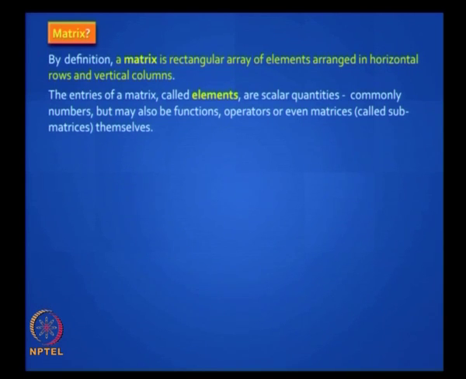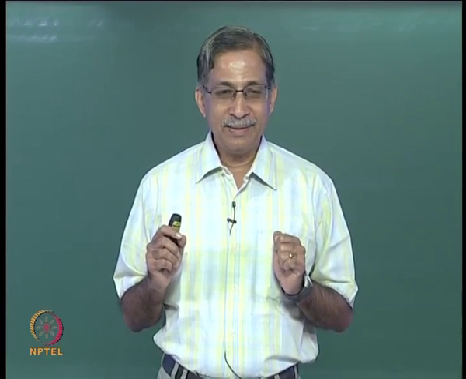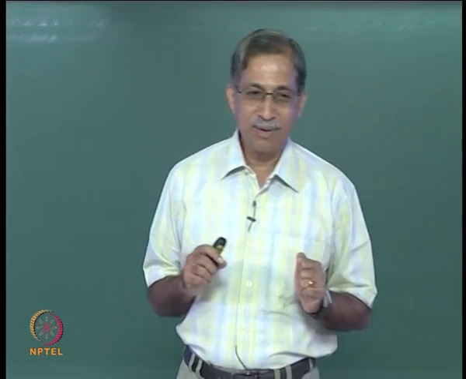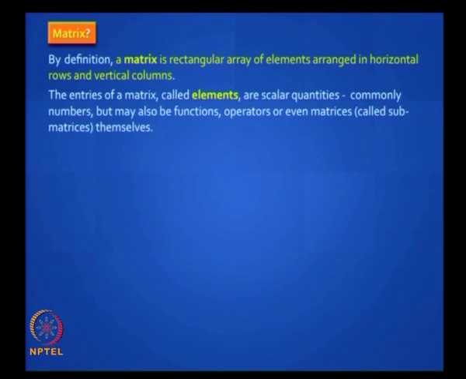Aij, ith row, jth column. So it is a rectangular array. I wish you had said rectangular, you did not say it. It is not a circular array, it is a rectangular array. The entries of a matrix are called elements. They are scalar quantities, they are not things.